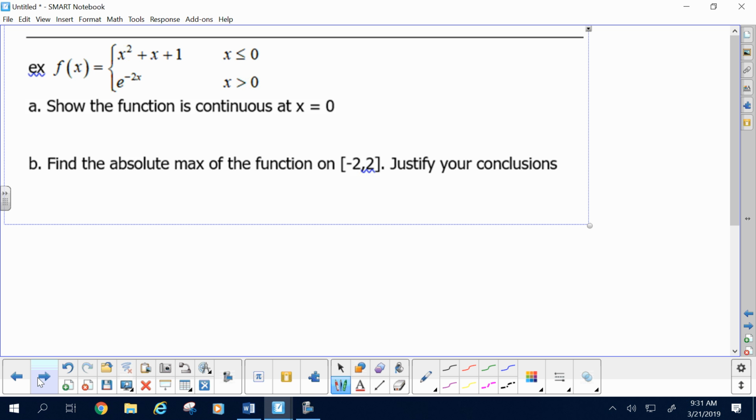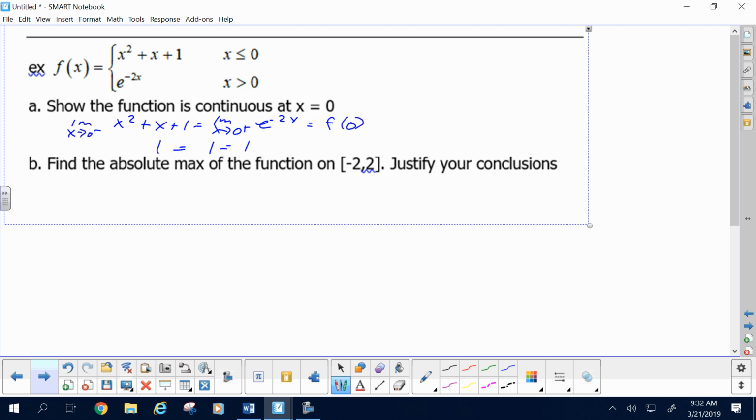How many conditions for continuity? 3. Left hand, right hand, point must all be the same. Agree that the pieces are meeting and the point is defined. Okay, cool. Now then, let's talk about absolute max of this function.